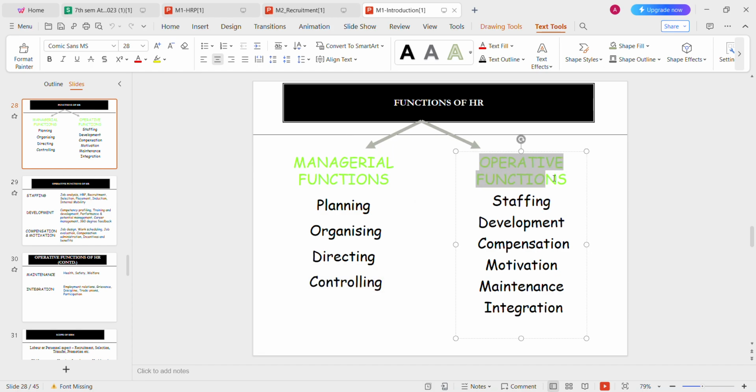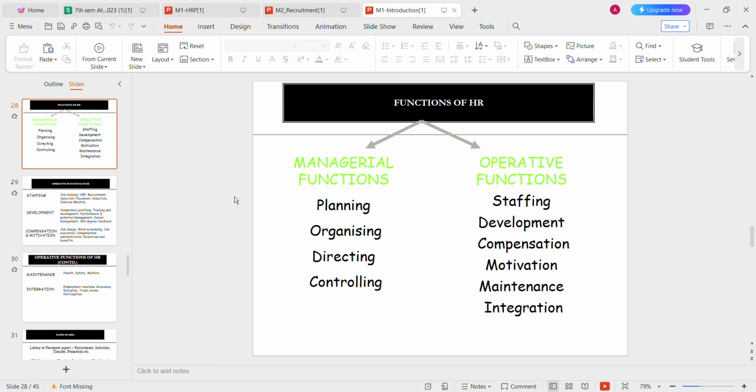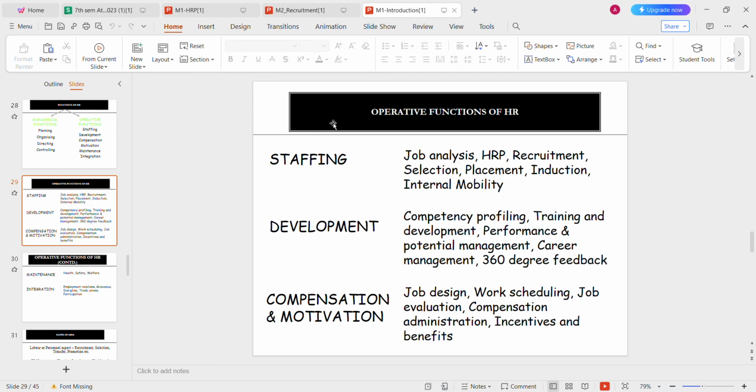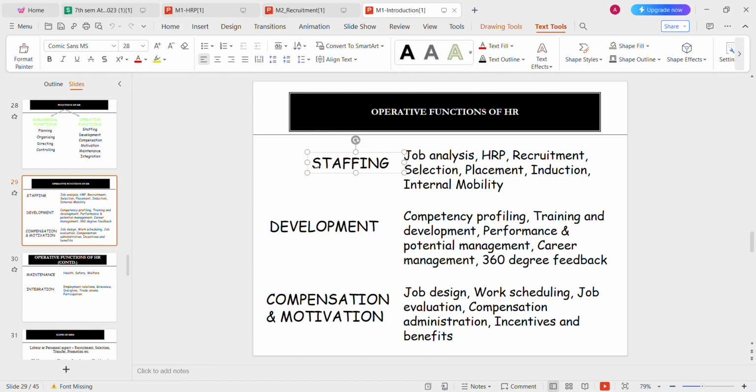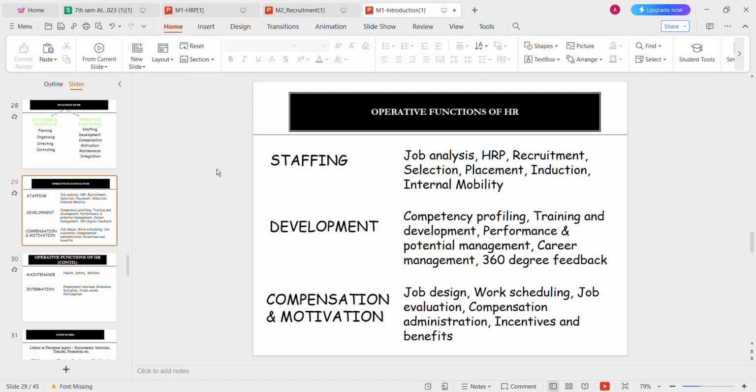Next, operative functions. In operative functions, the first one is staffing. Staffing means analysis of the job. Next, human resource planning has to be done. Requirement and selection, they all are involved. They need to make sure that each of these processes is going very well.